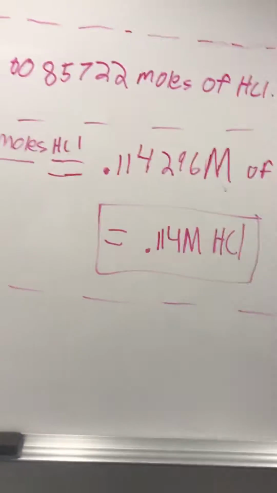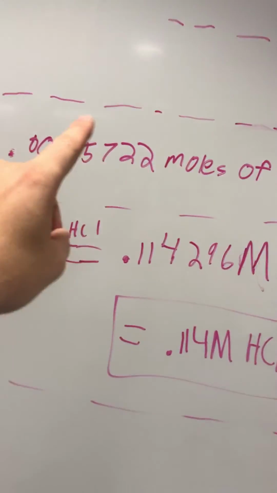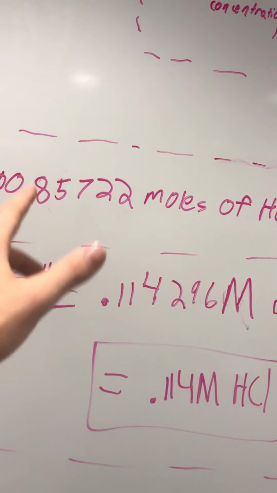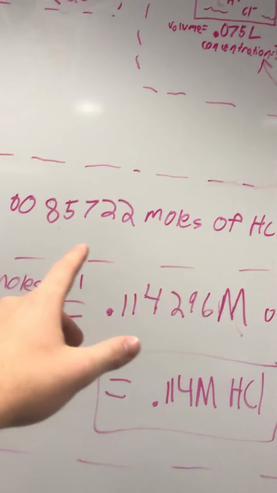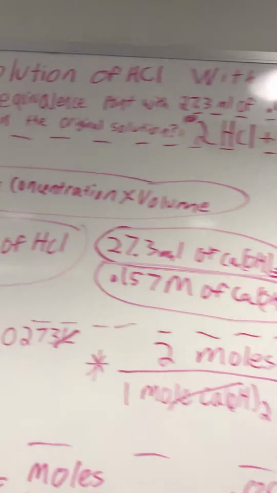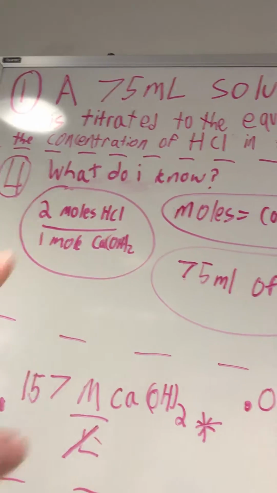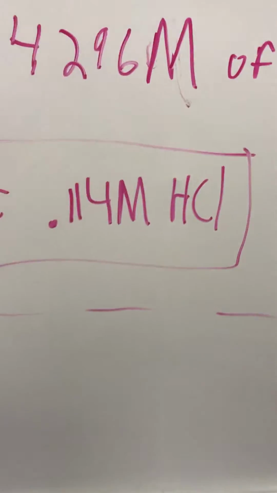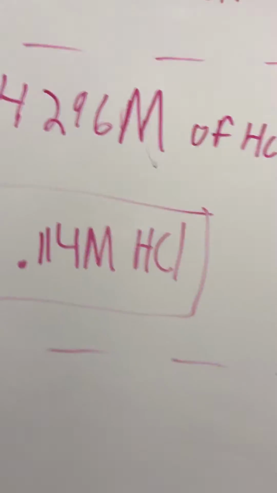Now, be careful, because a lot of people will end on this step right here. They'll feel good, they'll get the answer, they'll say, I got it, I got moles. That's not what you're looking for. The original question said, what is the concentration of HCl? That is why you have to keep going and get 0.114 molarity HCl.